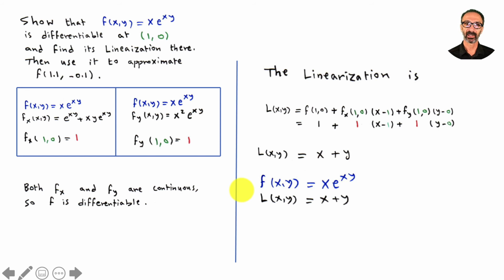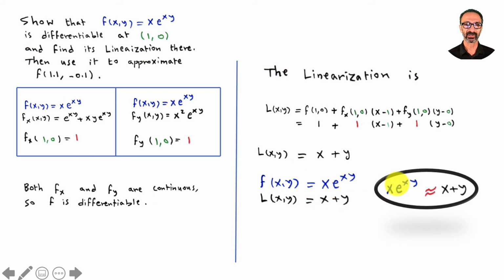Where at (1, 0), this is my original function. This is my tangent plane at (1, 0). This would be approximately equal to this near (1, 0). At (1.1, negative 0.1), we have 1.1 minus 0.1. I'm using this as an approximation to my original function that was called f. So we use the tangent plane to approximate. It came up to be 1.